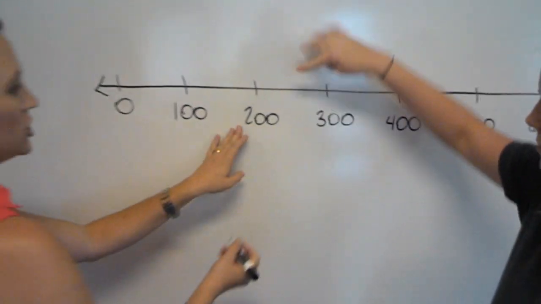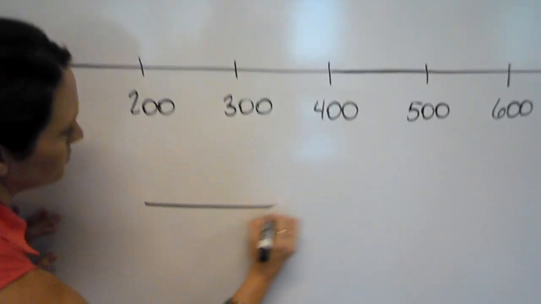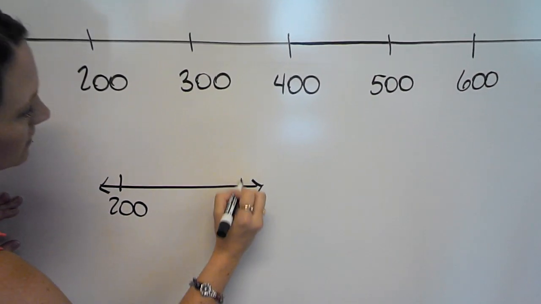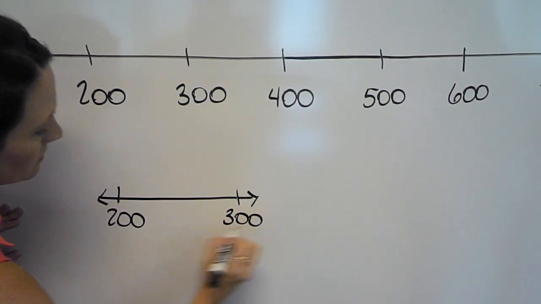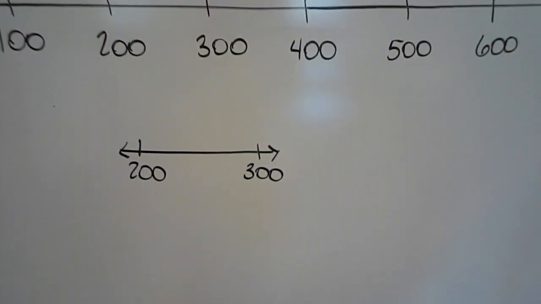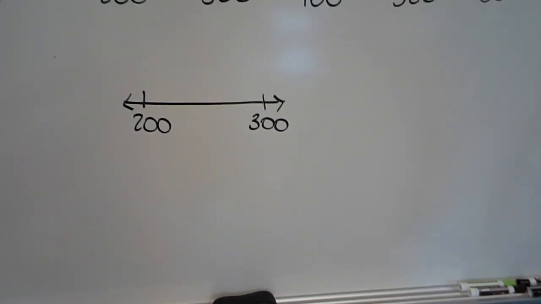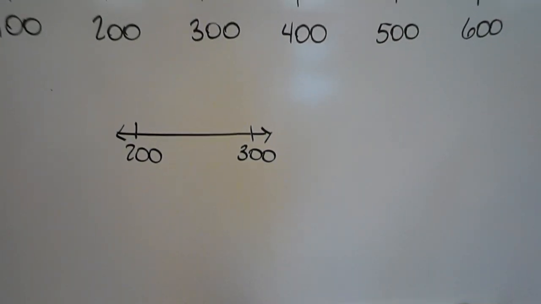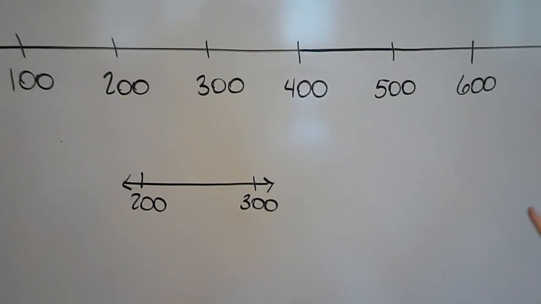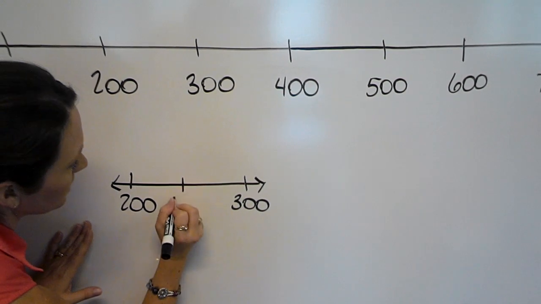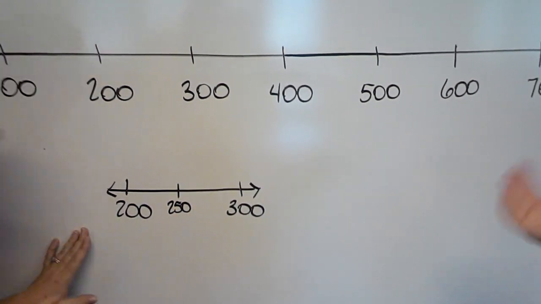Okay, so let's zoom in just on this part of the number line. So if I draw a number line just starting with 200, so that's all I'm looking at, and 300, 261. Well, kind of think halfway between 200 and 300. What would come in between? I know halfway has to be 250. Okay, I'm going to go ahead and label that just so we can remember it. 50 away from 200. 50 away from 300.